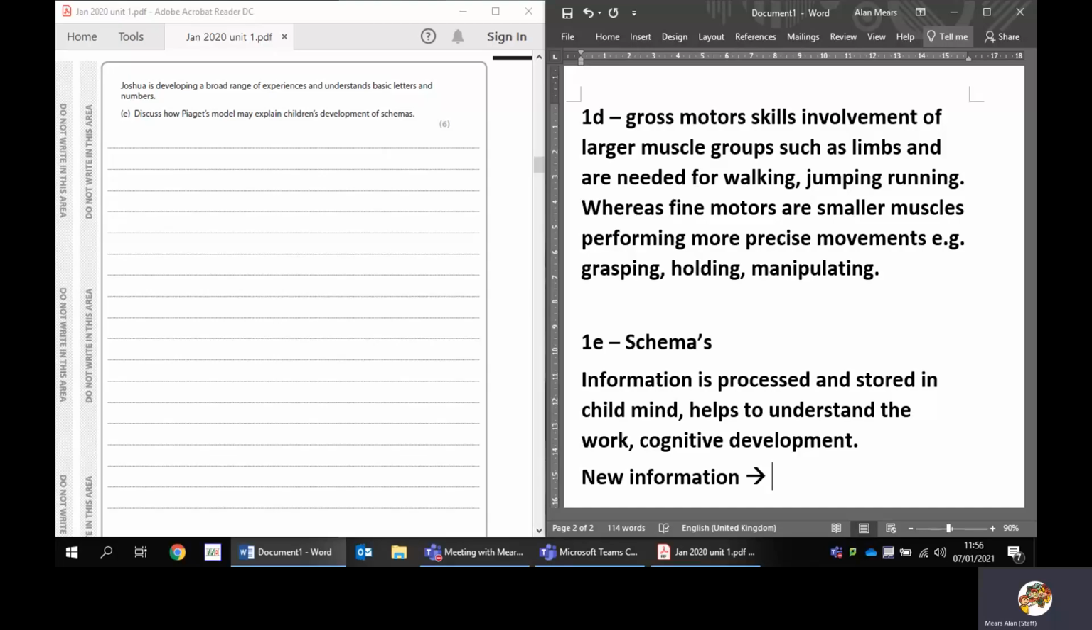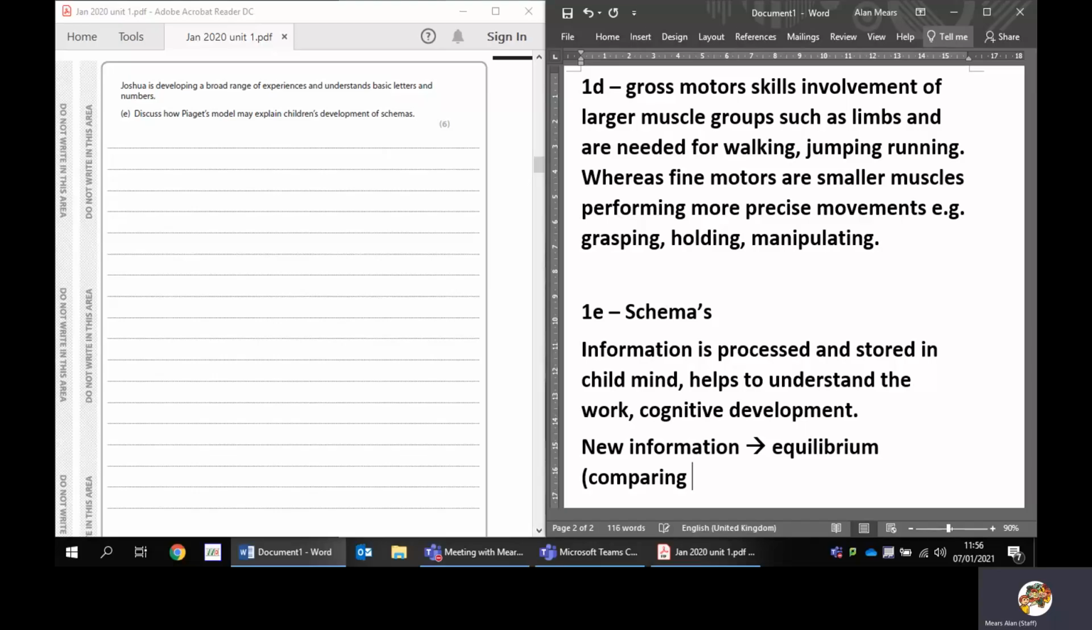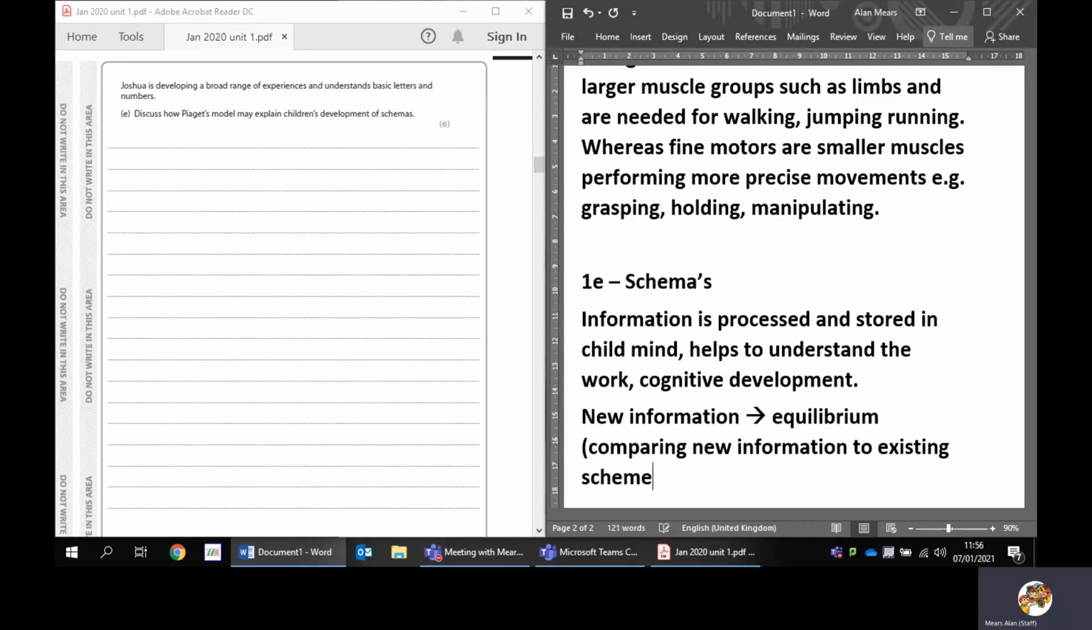I'm just quickly double checking again, because I'm showing this with you and I haven't revised this off the top of my head. I'm just quickly pulling up my answer sheet. There we go. So the key words, we have equilibrium. And as I say, I probably should have done some revision on this beforehand. So equilibrium is the next step, where they acquire the new information. It's actually, I'm going to come back. So it's comparing new information to existing schema. Does it fit?